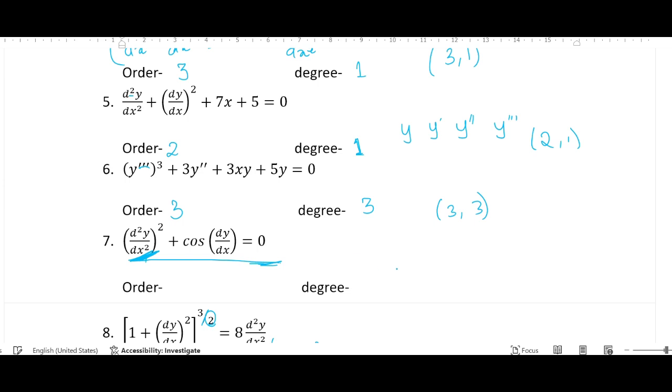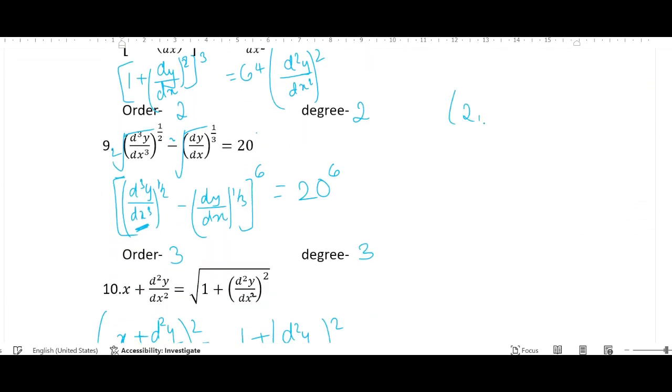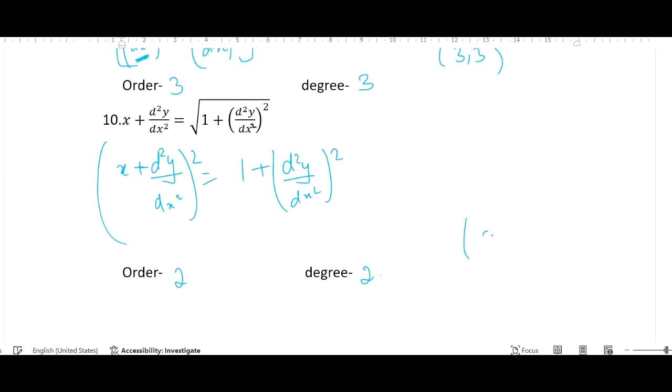In this one you cannot get a degree, so you will write not defined. In this one it is 2 comma 2, here it's 3 comma 3, and in the last one it is 2 comma 2 again. Okay, so instead of writing order this, degree this, what you'll be writing is this bracket format.